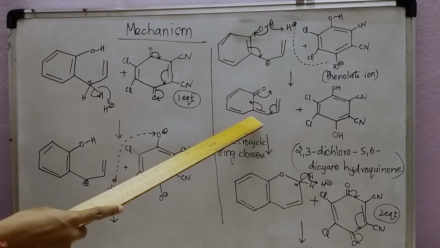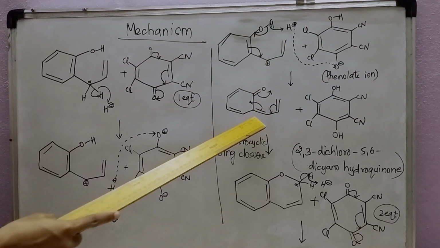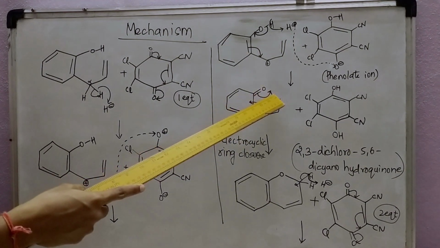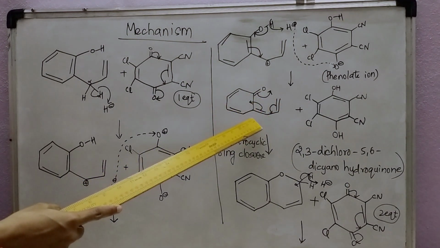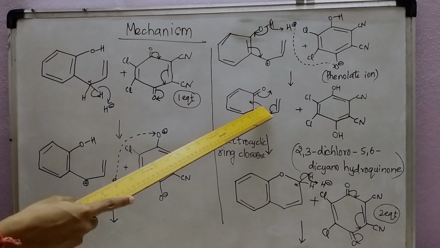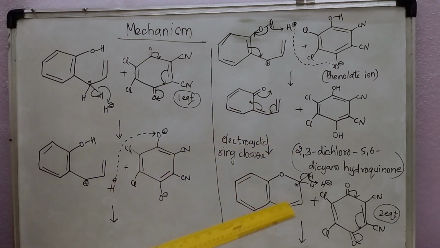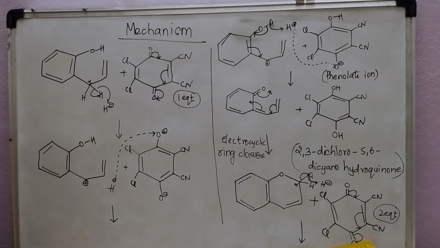Now, in this structure, electrocyclic ring closure takes place. That is, the ring closure is an important step in this oxidation with DDQ. So, this bond is shifted here, this bond is shifted here, and this bond is shifted here. And we can see ring closure occurring in this compound. Now this compound will be reacting with the second equivalent of DDQ.